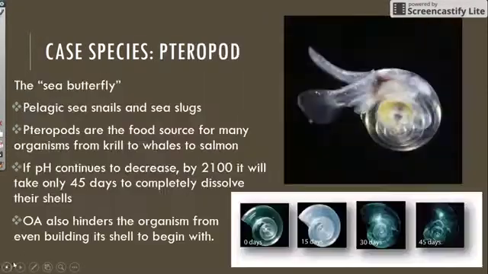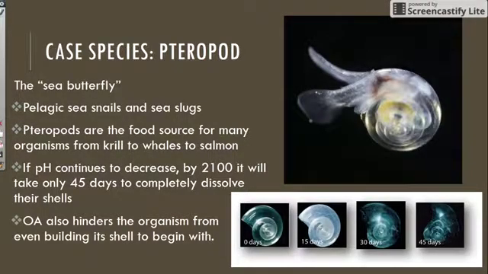One of our case study species, and this is a very, very tiny guy, is called the pteropod. Pteropods are basically sea snails. They're nicknamed the sea butterfly because they are free swimming snails found all around the world. They're also nicknamed the potato chip of the sea because they're a very important food source for many marine organisms, like krill, whales, and salmon. These are especially important on the West Coast because they're the main source for pink salmon, mackerel, and herring, which is a very important fishery on the West Coast.